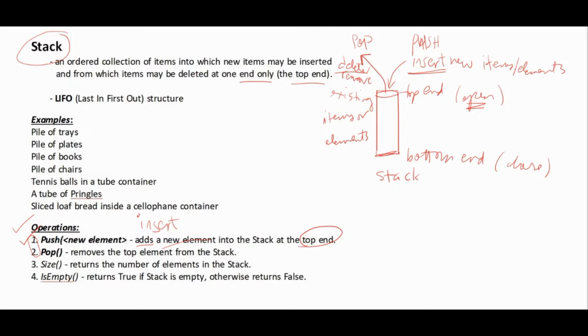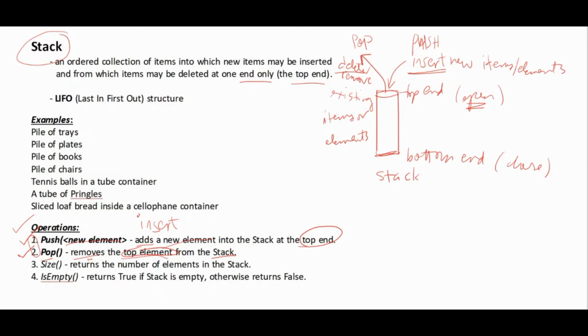And when you implement this operation push, you implement it as a method or a function that accepts one parameter, and that one parameter is the new element that is going to be added or inserted into the structure stack. For the delete operation, we call that pop. Pop will remove or delete the top element from the structure stack. And take note that you remove or delete the top element, not any other element. It is only the top element that you can remove.